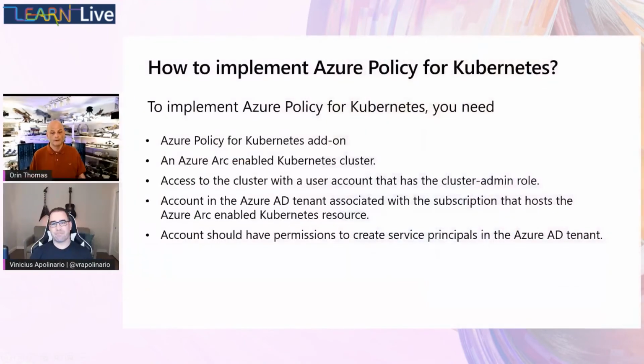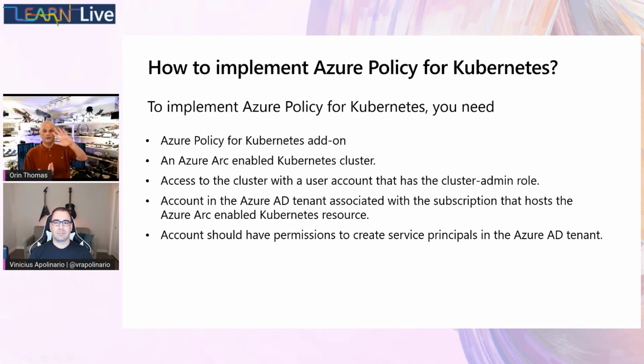That's great. Okay, so how to implement Azure policy for Kubernetes? Well, the first thing you need to do is you need to get the Azure policy for Kubernetes add-on, and you can do that through the Azure portal. You need an Azure Arc-enabled Kubernetes cluster. So Vinicius has shown you how to go and take a Kubernetes cluster and make it Azure Arc-enabled.